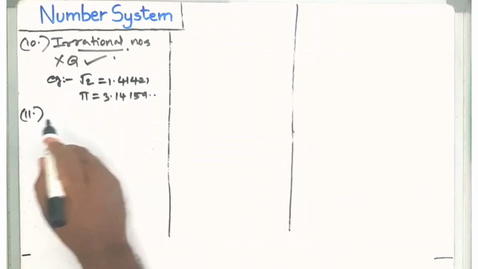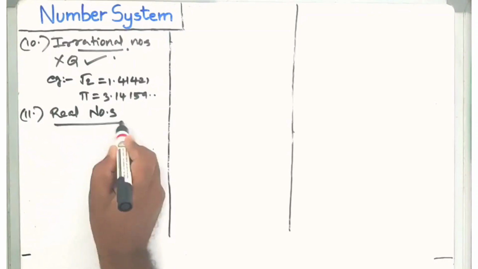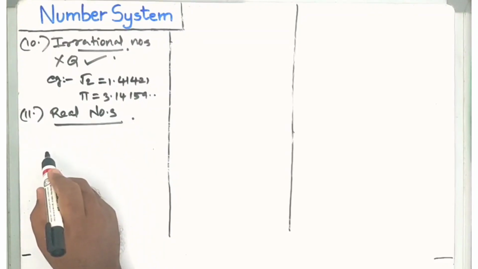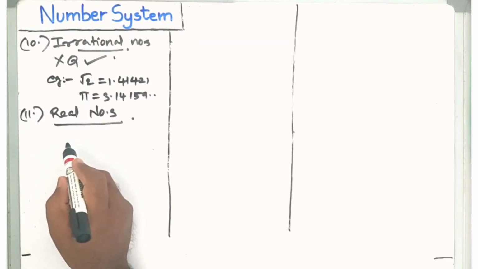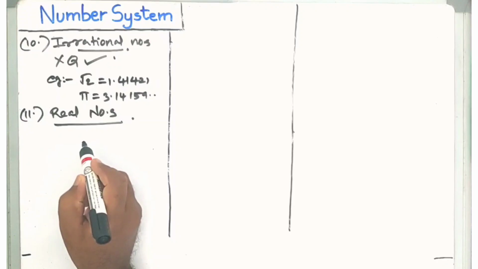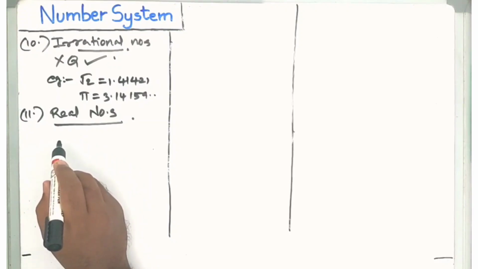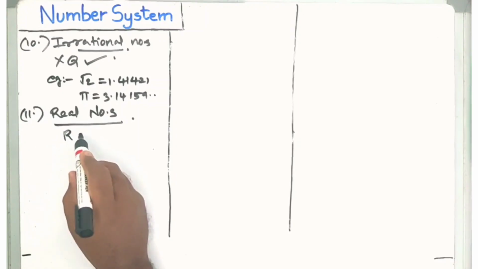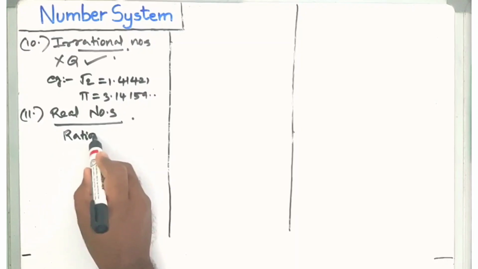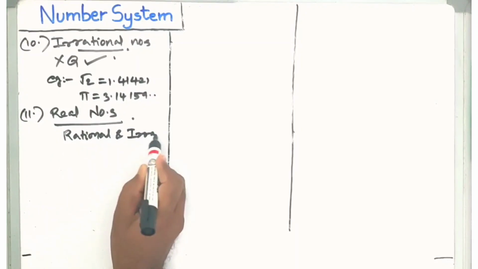Next one is real numbers. The set of all rational numbers as well as irrational numbers is called real numbers, and the square of any real number is a positive number. So the real numbers constitute rational as well as irrational numbers.